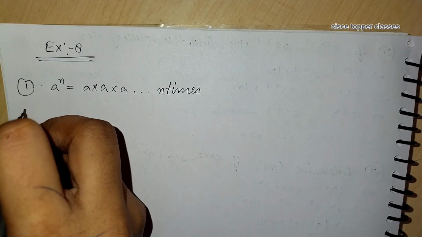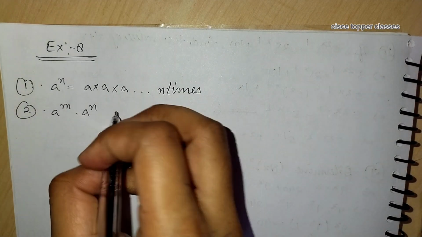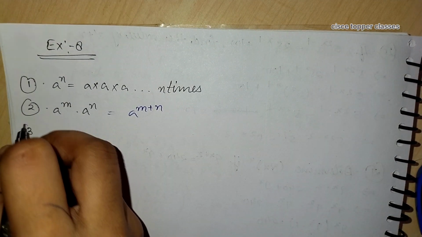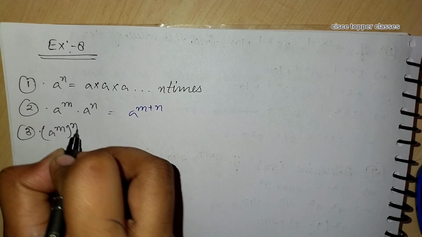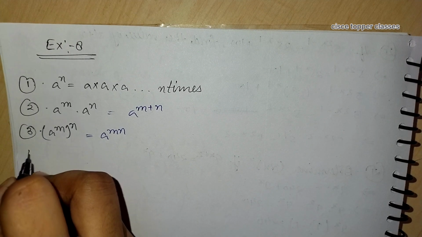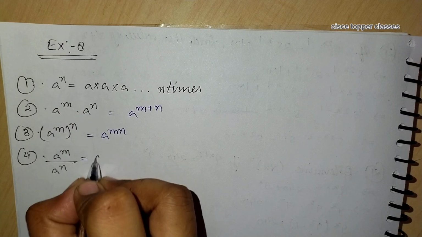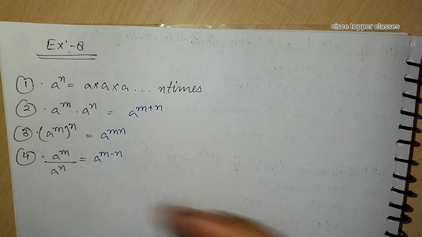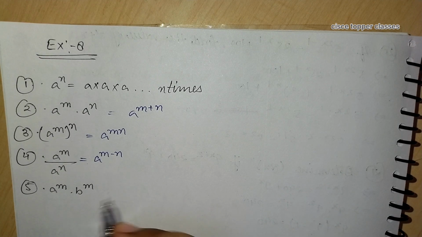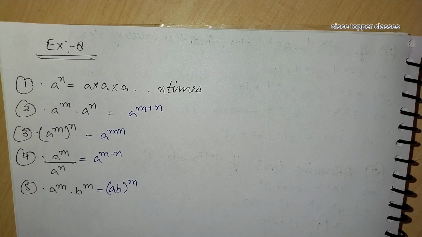Now we have to know the formulas. As second part, you see a^m · a^n, if it is written somewhere, we can write it as a^(m+n). Third formula here is (a^m)^n equal to a^(mn). Now the fourth part here is a^m divided by a^n, we can write it as a^(m-n). And fifth formula a^m · b^m, if somewhere it is written that, we can write it as (ab)^m. So it is the fifth formula.